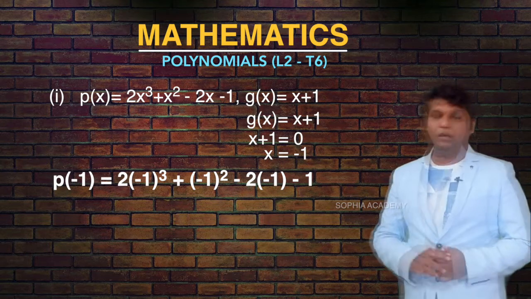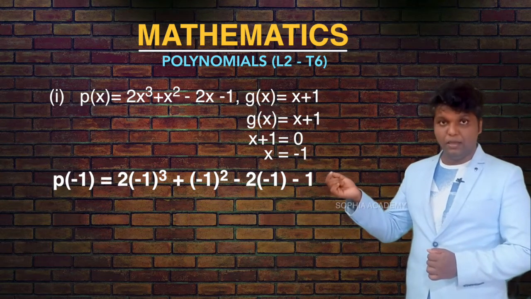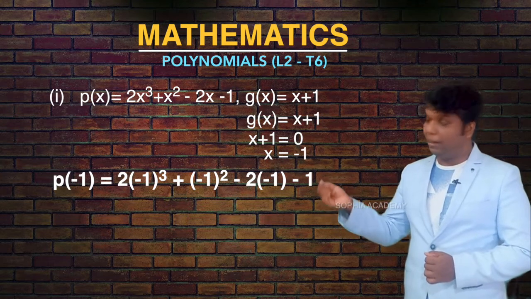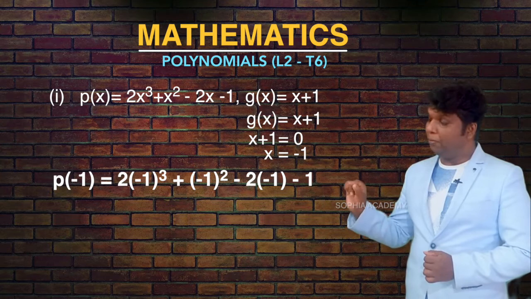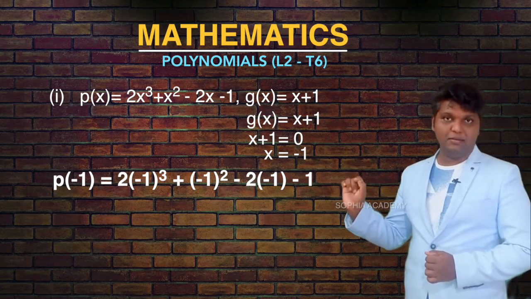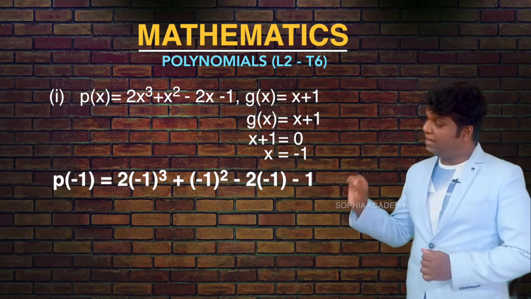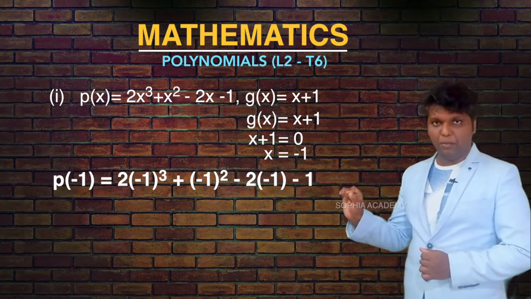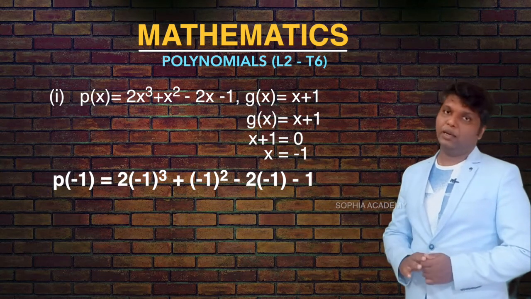P of minus 1 is equal to 2 into minus 1 cube. Why minus 1 cube? Because it is x cube. Next term is plus x square, so we will write plus minus 1 square. Instead of x we are giving minus 1, squared. Minus 2 into minus 1, because x is minus 1, so within brackets minus 1. The last term is minus 1 itself.